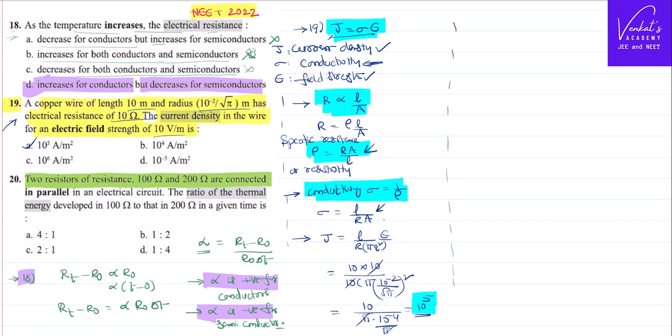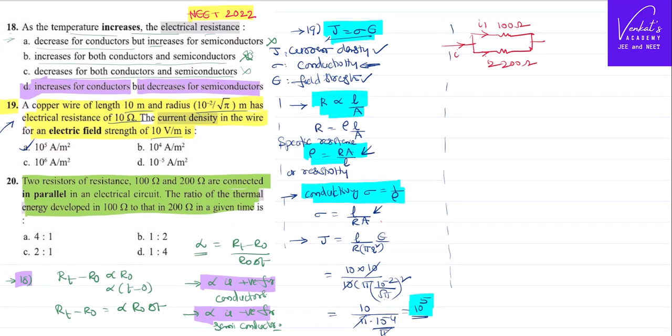Two resistors of resistance 100 and 200 ohms are connected in parallel to an electric circuit. The ratio of heat developed is asked. To answer this, you need to understand how they are connected. They are connected in parallel, as given, with 100 ohms and 200 ohms. When they are connected in parallel, current is distributed, but the voltage is the same in both of them. So we are solving this question 20 here.